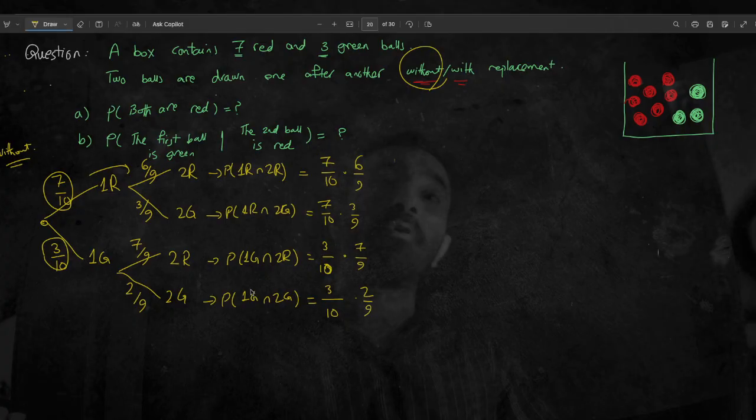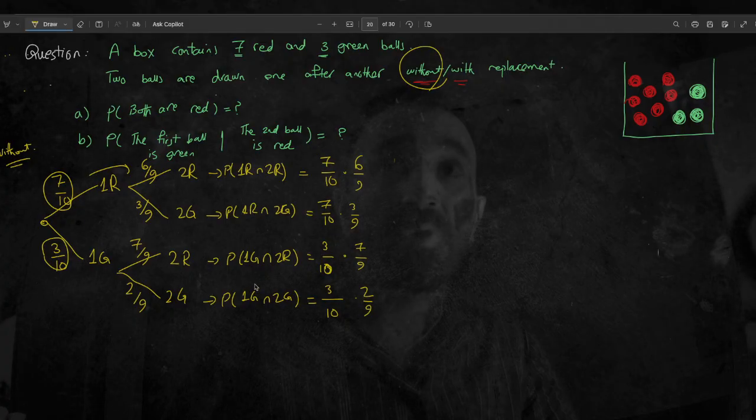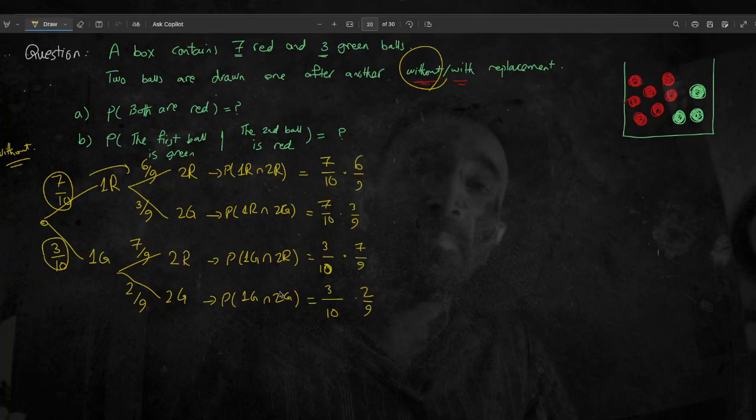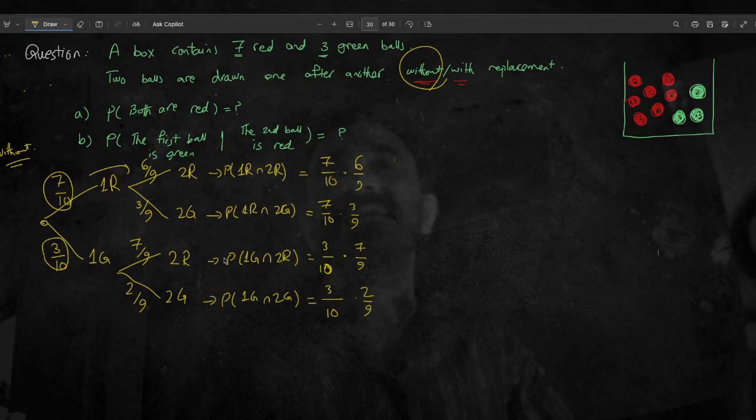Okay, these are 4 different outcomes. 2 red, 2 green balls. The first one red, the second one green. The first one green and the second one red. Okay, now let's answer the questions.